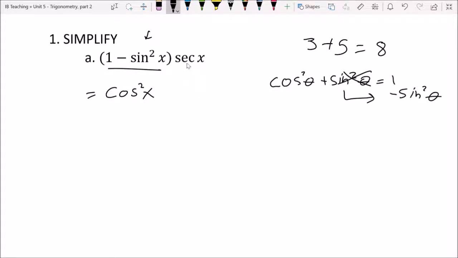And secant, I'm going to change secant. I remember that secant is 1 over cosine. So there it is. And so I have cosine squared divided by cosine. You simplify that out, you just get cosine x. Okay, so that's a simplified form. I hope that's a little easier to see. Like 3 plus 5 is 8. That's simplified. Cosine x is a heck of a lot more simple than 1 minus sine squared multiplied by secant. Okay, that's our first one.